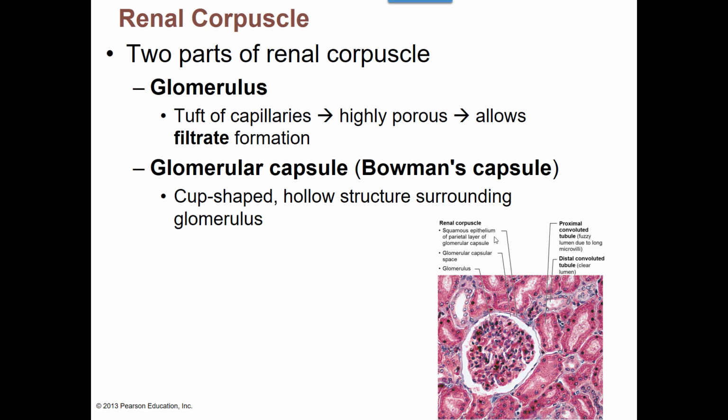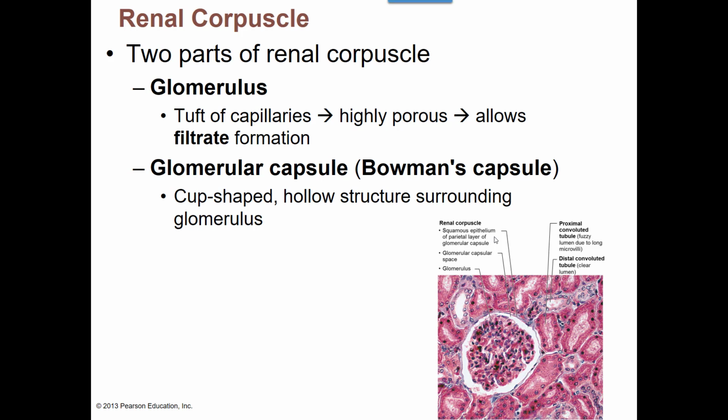It's highly porous. They call it fenestrated. It's lots of pores, so you have lots of things that can leave the capillaries, lots of things that can leave the blood supply, lots of fluid volume that can leave that blood supply. And it's that porous filtration happening there that allows what's known as filtrate to be formed. It just means it's now been filtered out.